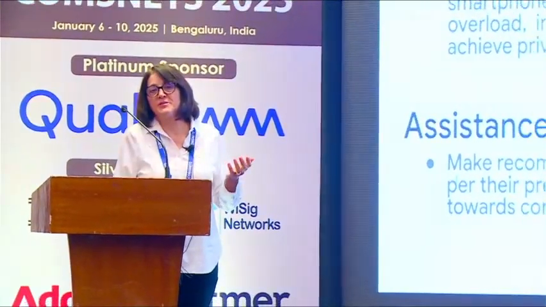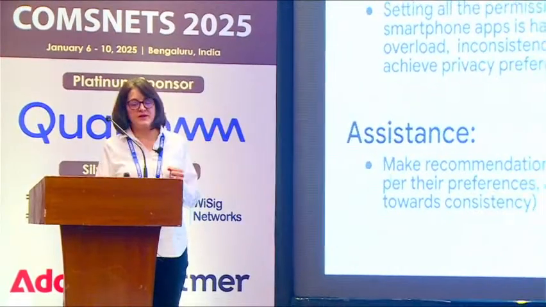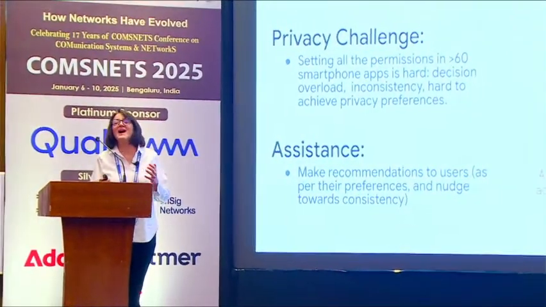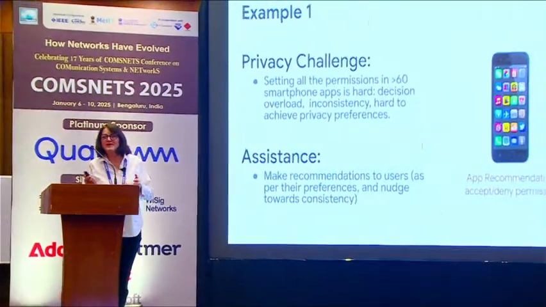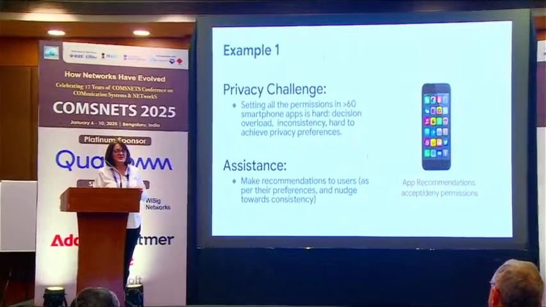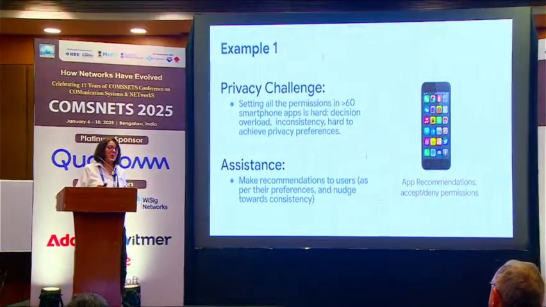So let me give you a few examples of what's been tried so far. One of the challenges in the privacy world is managing the apps on your smartphone. These things ask for access to your contacts or your location, your microphone, and you have to decide if you accept it or deny it, or maybe you allow it sometimes. And the average number of apps on a smartphone ranges somewhere between 60 and 80, depending on which survey you look at. So that's a lot of choices.